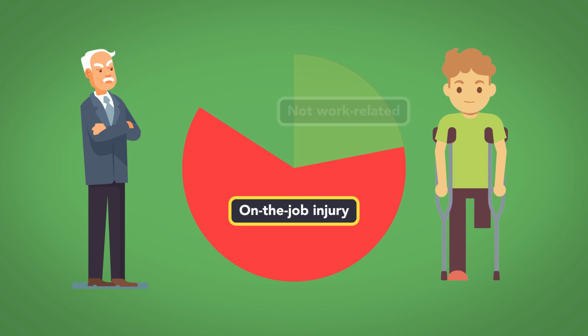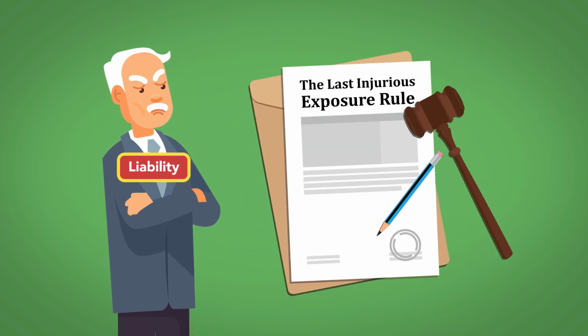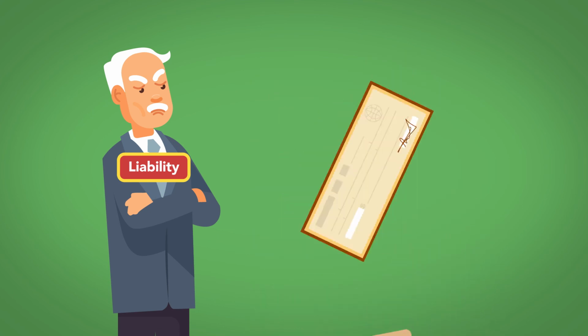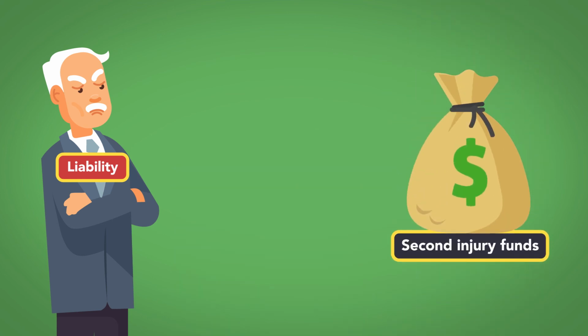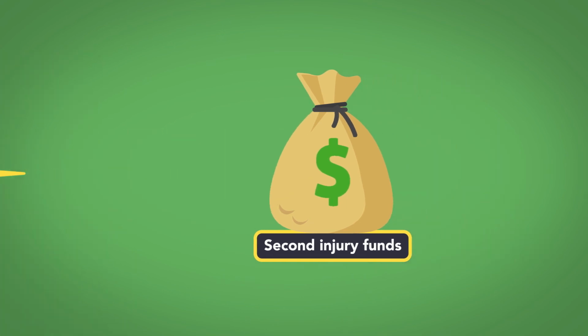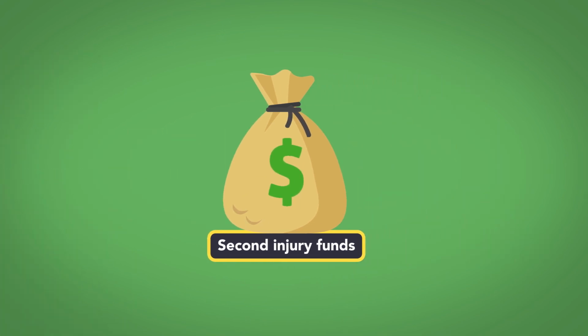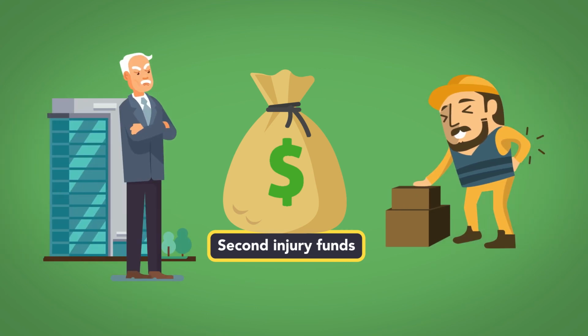Often, in jurisdictions where a subsequent employer is held liable under the last injurious exposure rule or the full responsibility rule for a non-work-related disability, that employer will pay benefits to the injured worker in the first instance and later seek reimbursement from the second injury fund for the liability paid for the non-work-related injury. Therefore, depending upon the rules in your state, a second injury fund can provide benefits to either an injured worker or an employer and his insurance carrier.